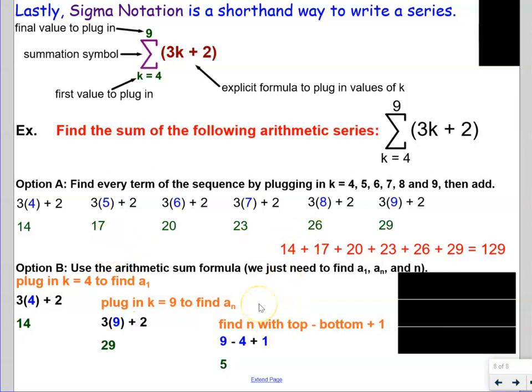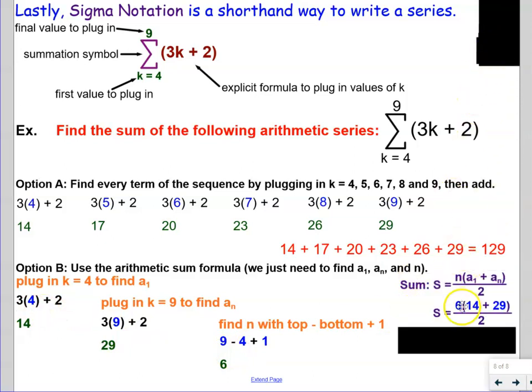Then to find the number of terms n, all you do is top minus bottom plus 1. So that would be 9 minus 4 plus 1. So 9 minus 4 is 5, plus 1. This should be a 6. All right, a lot of kids think from 4 to 9 is 5 terms. No, it's 6 terms. That's why you have to do that plus 1. These 3 numbers go into that formula.